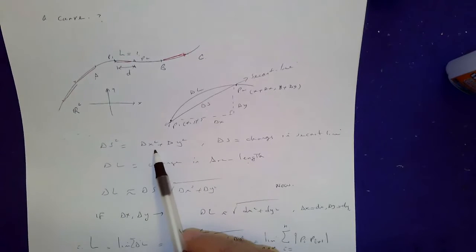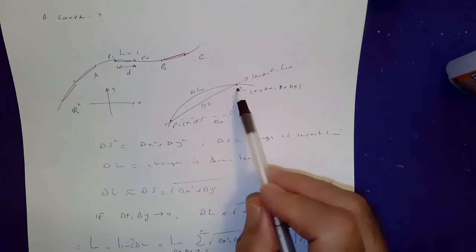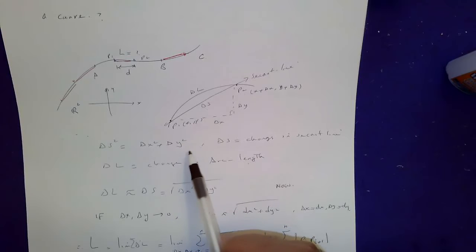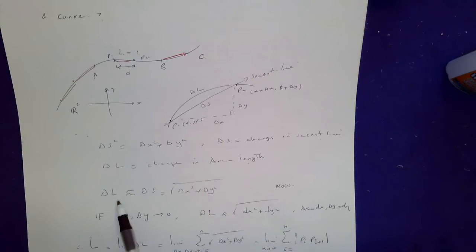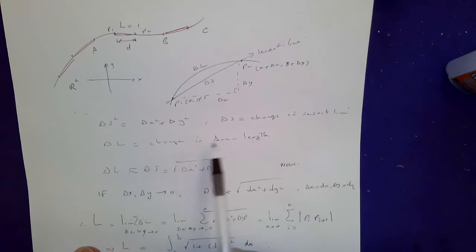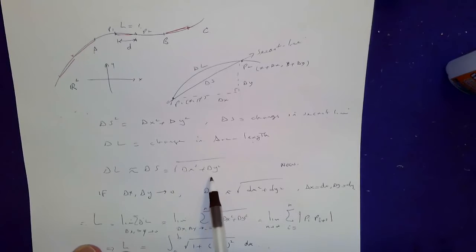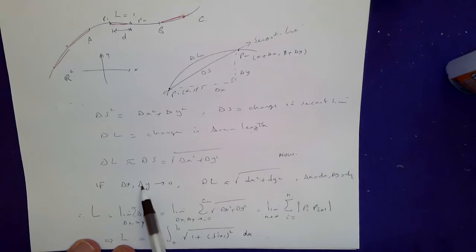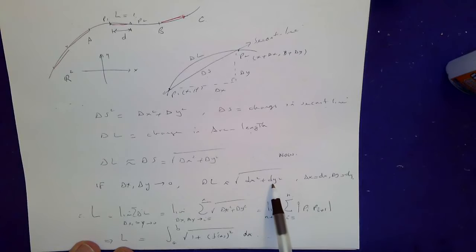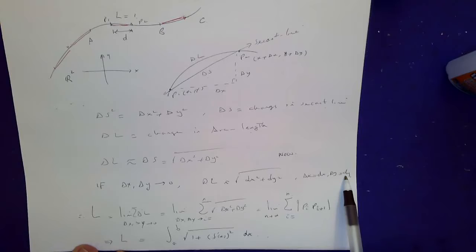So delta S squared equals delta x squared plus delta y squared. So delta L, if delta x and delta y are small enough, they can be approximately the same. So in other words, we can approximate delta L, which is the change in arc length, as approximately equal to the square root of delta x squared plus delta y squared. As I mentioned, if these two quantities approach zero, delta L gets closer to the square root of dx squared plus dy squared. Remember, delta x is the same as dx, delta y is the same as dy.